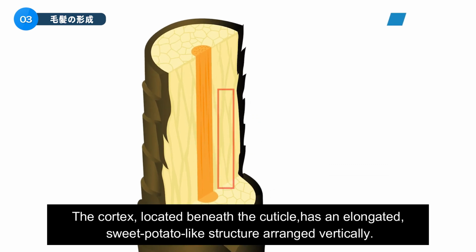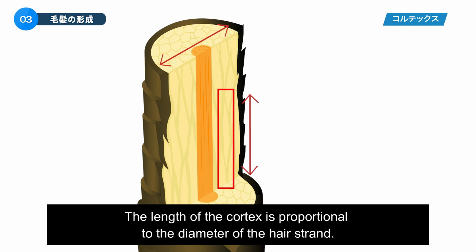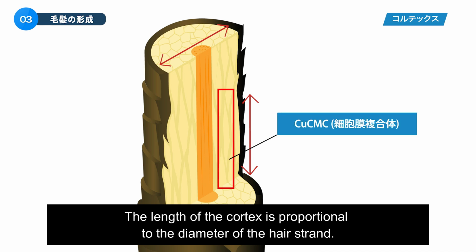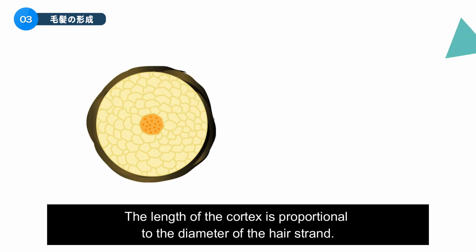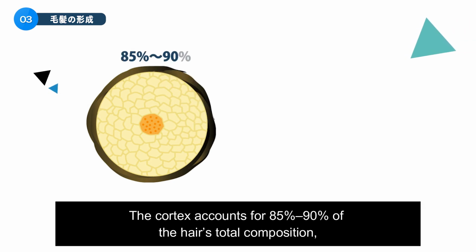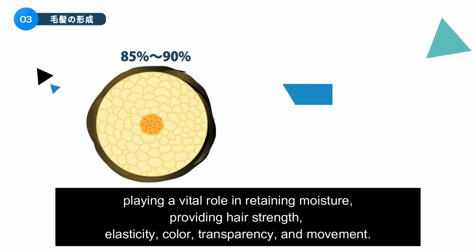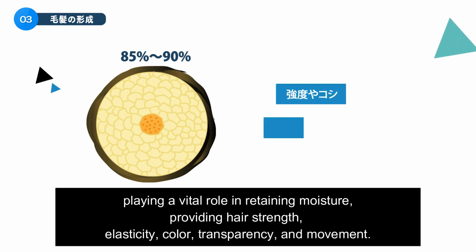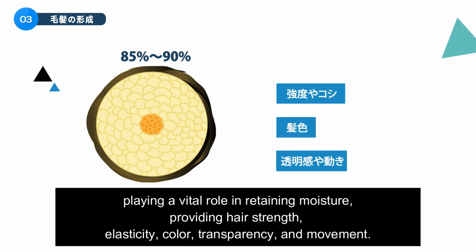The cortex, located beneath the cuticle, has an elongated, sweet potato-like structure arranged vertically. The length of the cortex is proportional to the diameter of the hair strand. The cortex accounts for 85% to 90% of the hair's total composition, playing a vital role in retaining moisture, providing hair strength, elasticity, color, transparency, and movement.